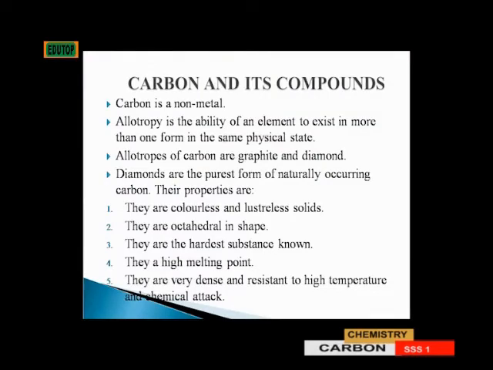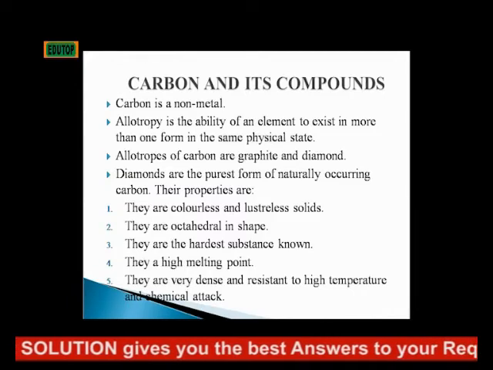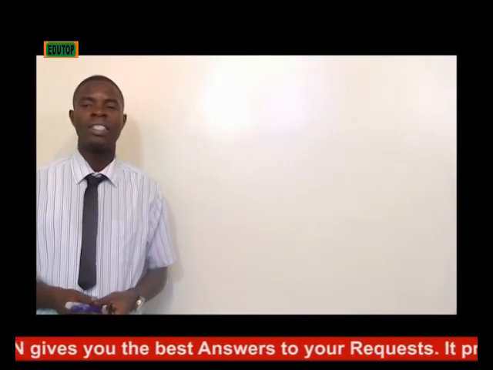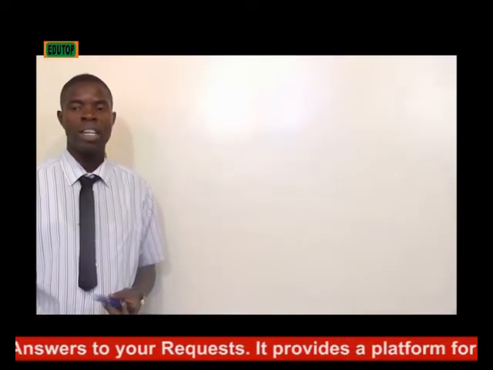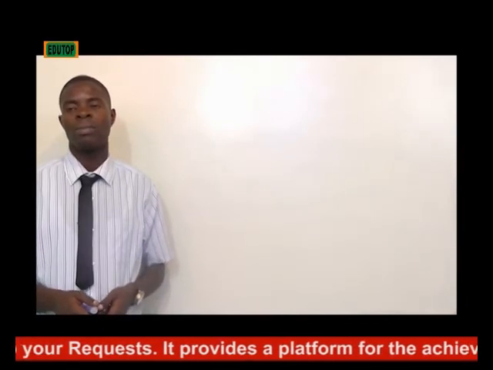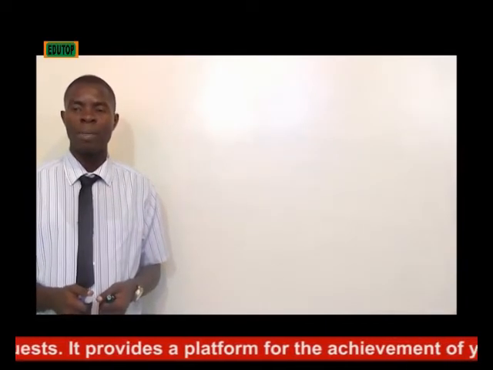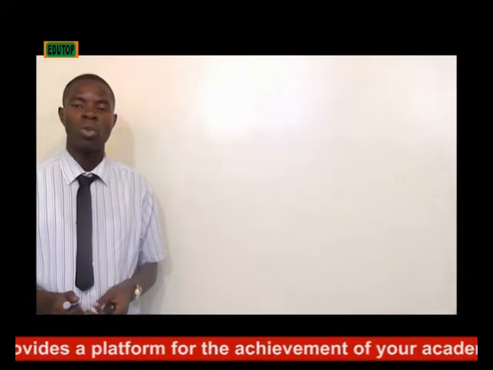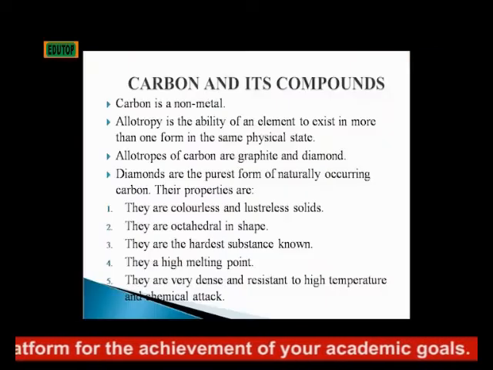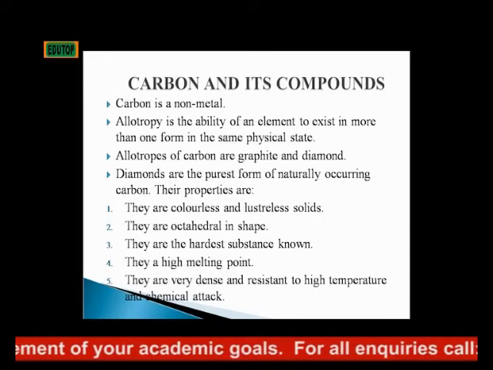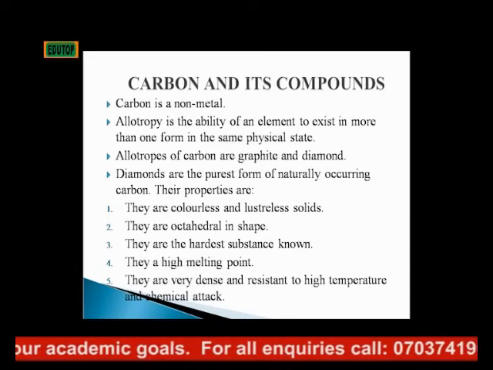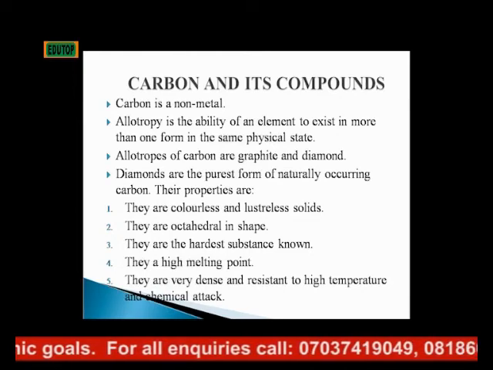Carbon and its compounds. Carbon is a non-metal. Why? Because it accepts electrons. It does not donate electrons. It only accepts electrons. Another concept that is very important here is what is known as allotropy. Allotropy is the ability of an element to exist in more than one form in the same physical state.